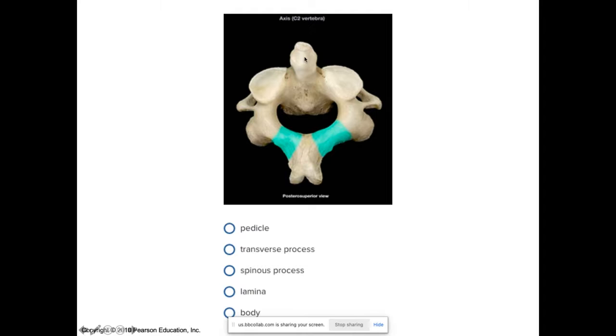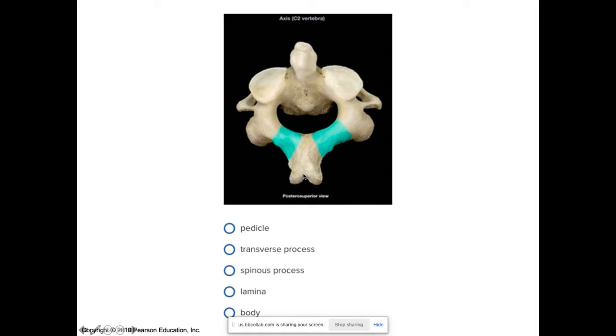This is C2, which is the axis. It's an atypical vertebrae. It doesn't have a vertebral body. It's very modified. It has an odontoid process, also known as the dens, that sticks up right here. It's the only vertebrae that has that.